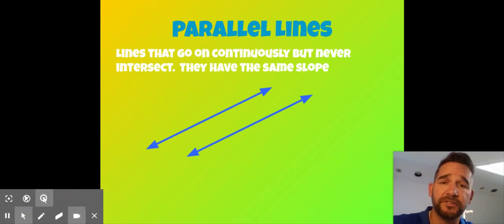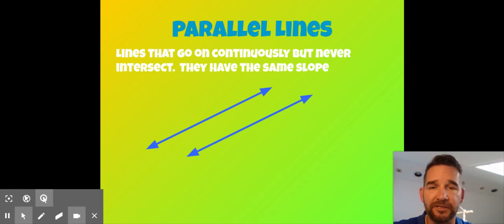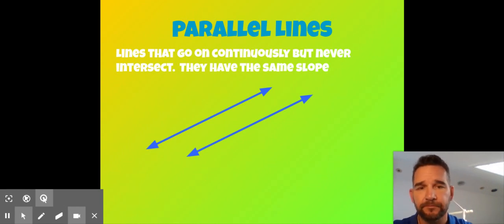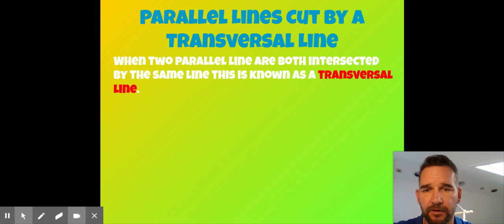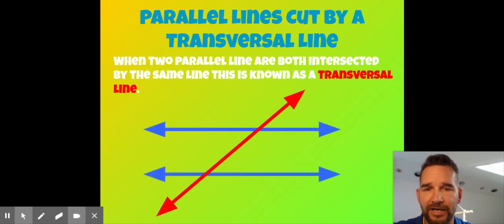But really our focus today is going to be on what happens when we intersect those parallel lines. So let's go right into that. What I mean by that is we're going to take parallel lines and cut them by something called a transversal line. Imagine that I have two parallel lines and I intersect them both with the same line. That line you see there in red is called the transversal line.